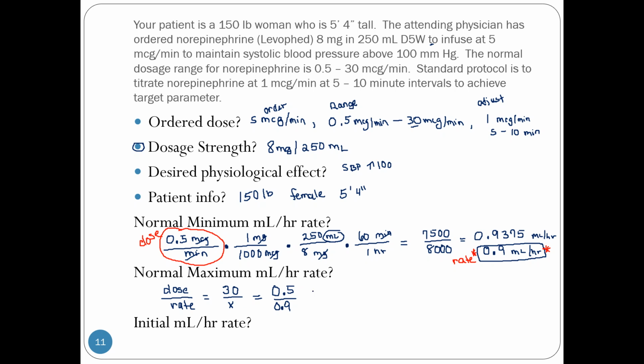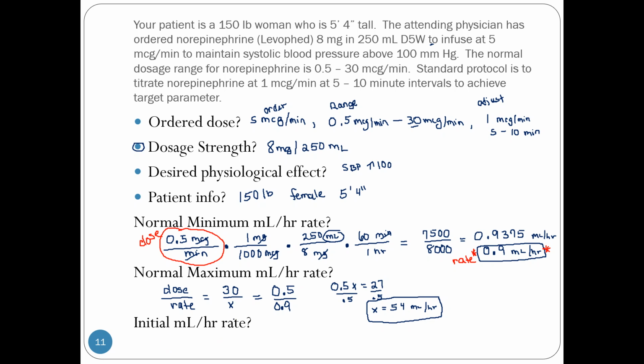So when I cross multiply, I have 0.5x. Multiplying on my other diagonal, I take 30 times 0.9, and that gives me 27. And then I divide by 0.5 on both sides, and I get X as 54 milliliters per hour. So that means I'm going to be able to adjust my IV pump anywhere from 0.9 up to 54, and I would be within the range that is approved for this med.